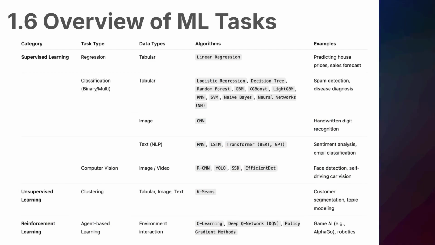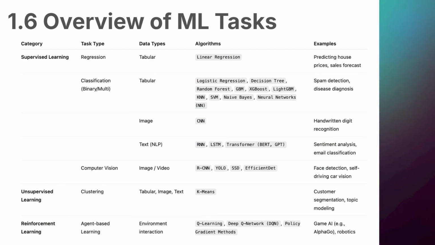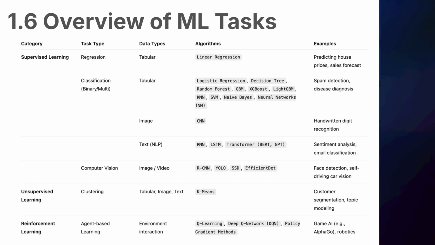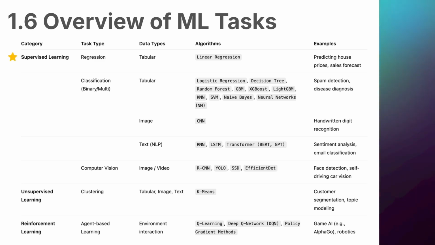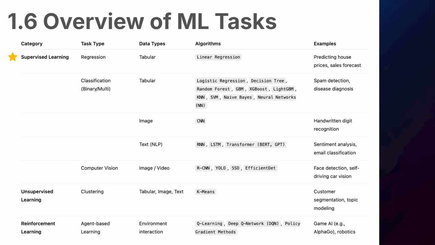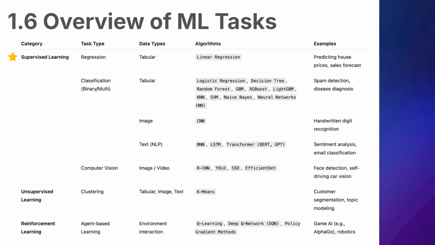6. Overview of machine learning tasks. This table represents machine learning tasks, including task types, data types, popular algorithms, and examples. Let's quickly walk through the details. Supervised learning uses labeled data where both the input and the correct output are provided. The goal is to teach the model to predict or classify new data.